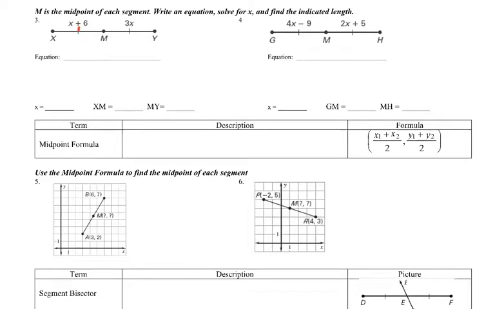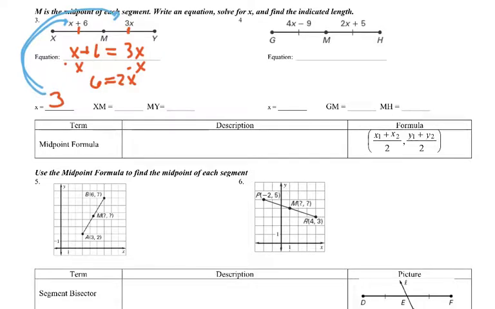Here we've got a little algebra going on where we've got those two segments equal. So we're going to use our algebra and say that x plus 6 is equal to 3x, or 6 is equal to 2x, or x is 3. Once we have x is 3, we're going to go ahead and plug that back in to each expression. So here for XM it's 3 plus 6, or 9, and then here is 3 times 3, also 9. And that should make sense that those are equal.